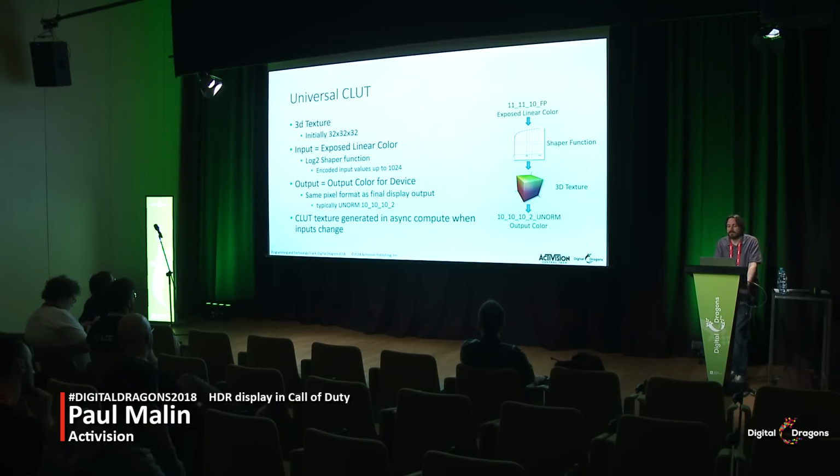This LUT was stored as a 3D texture. We used a log2 shaper function to bring the exposed HDR input colors into a 0 to 1 range that we can look up in this 3D texture. The CLUT pixels are stored in the same format as the final display buffer. The universal CLUT values were generated by an async compute shader that ran earlier in the frame.